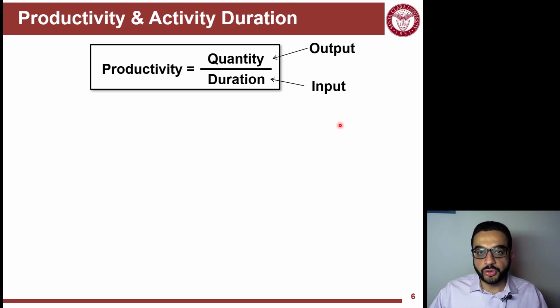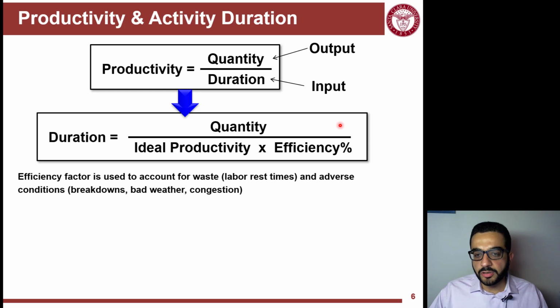So what do we use productivity for? Many things. The famous one is calculating the duration of the activity of this operation. So the duration is equal to the total quantity of the work of this activity, divided by the ideal productivity, which we'll see how to analyze and calculate in a later video. This ideal productivity is multiplied by efficiency. And the efficiency factor here is something between 0 and 1, or 0 to 100%, to account for many things that ideal productivity did not account for.